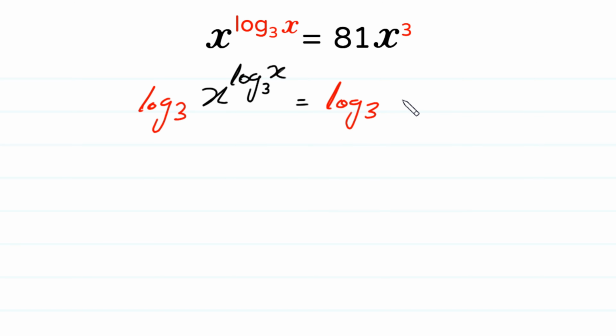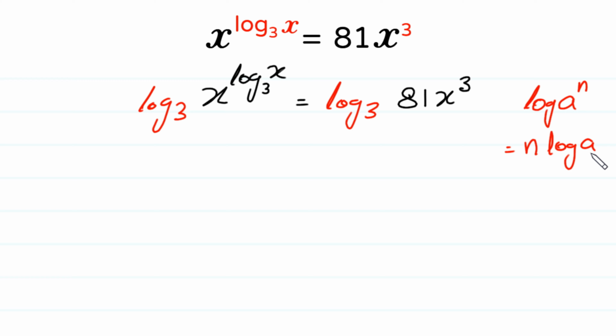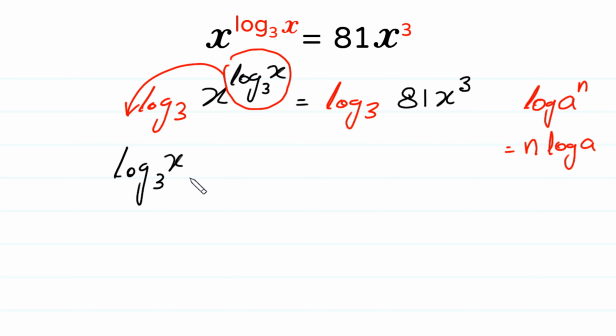log to the base 3 of 81x cubed. Next, there is a law of logarithms that log of a to the power n is equal to n times log of a. According to this rule, this power log of x to the base 3 comes here. Log of x to the base 3 times this log of x to the base 3.